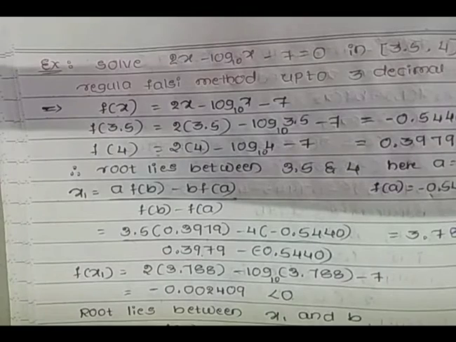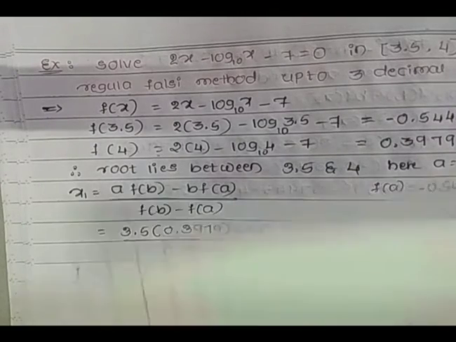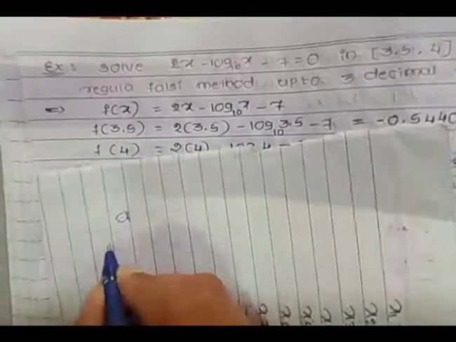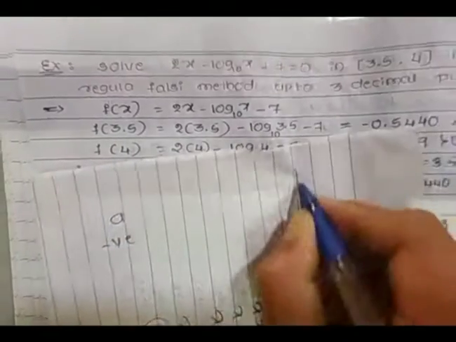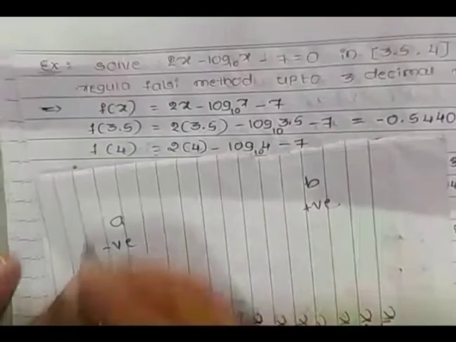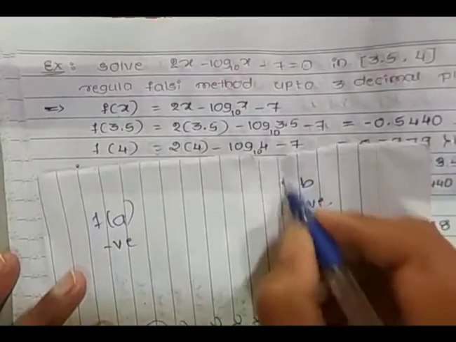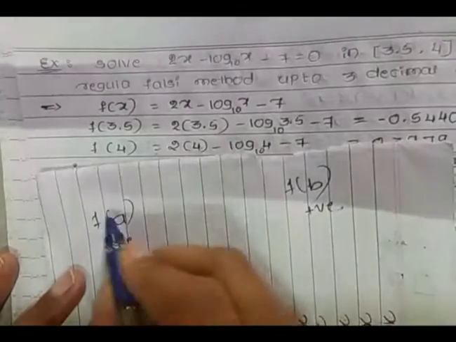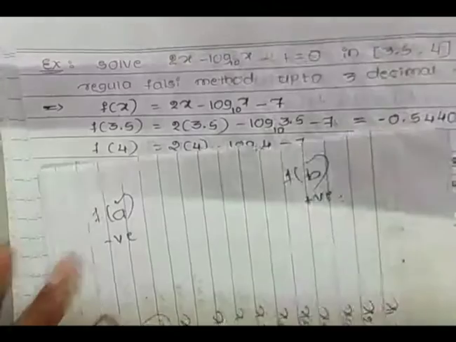For example, see in this example, A is giving us a negative value and B is giving us a positive value. So f of A is negative, f of B is positive. So first root lies between A and B.